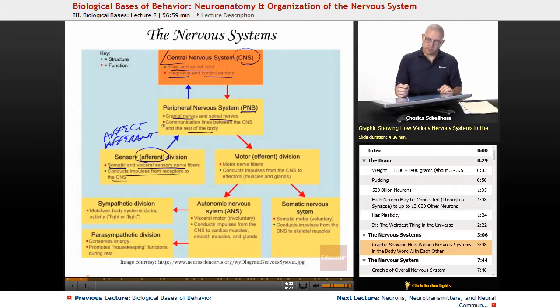Afferent system. And then there are efferent systems, and those are going to be motor neurons or motor nerve fibers, and they are going to conduct impulses from the brain out to the rest of the body, and that's going to control the muscles and the glands.